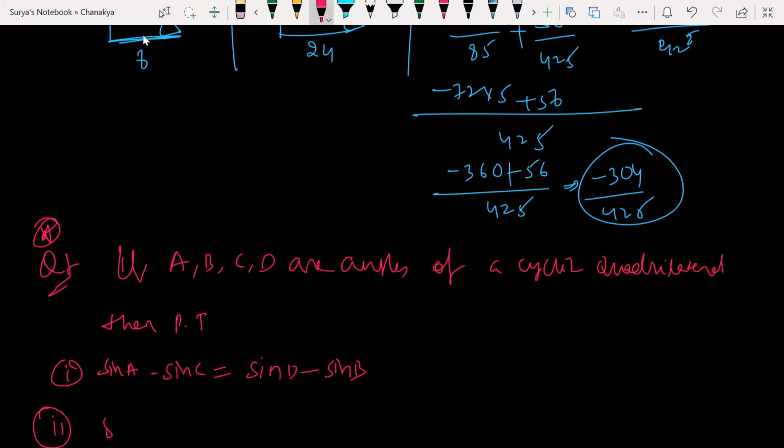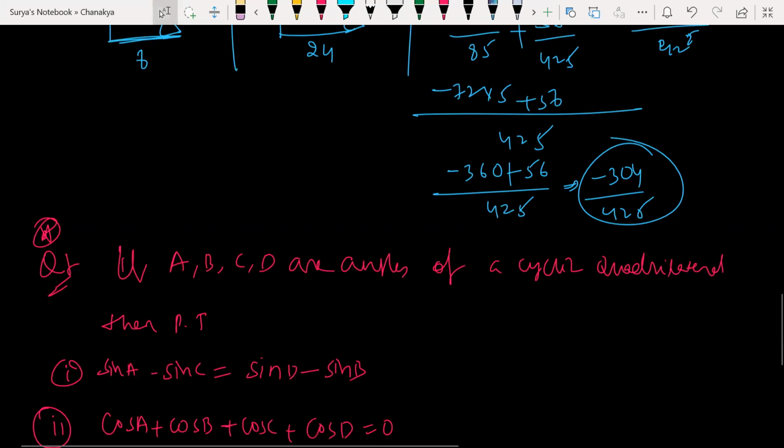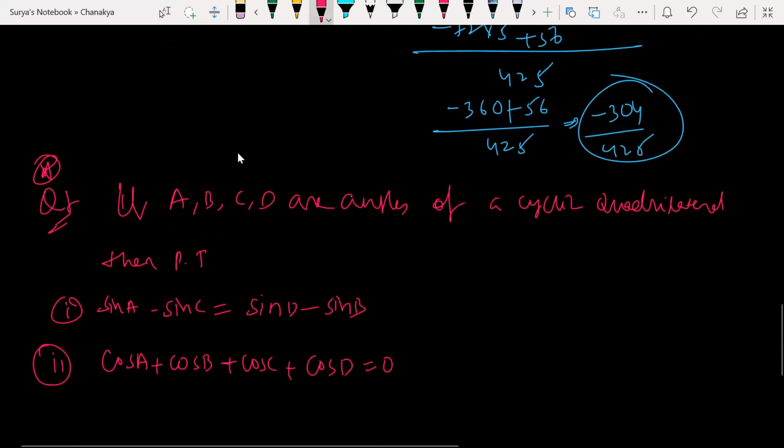And the second question is, what do you mean by cyclic quadrilateral? Tell me. What do you mean by cyclic quadrilateral? One minute. Look, opposite angles. Guys, I gave a hint. You have to solve it.